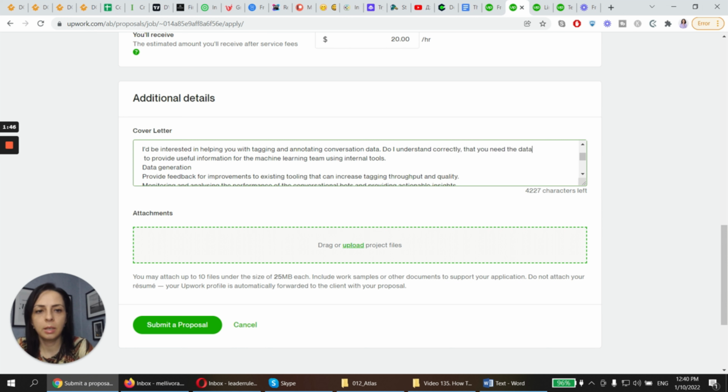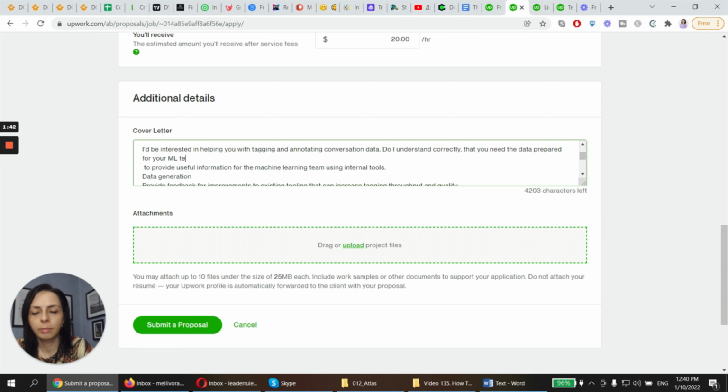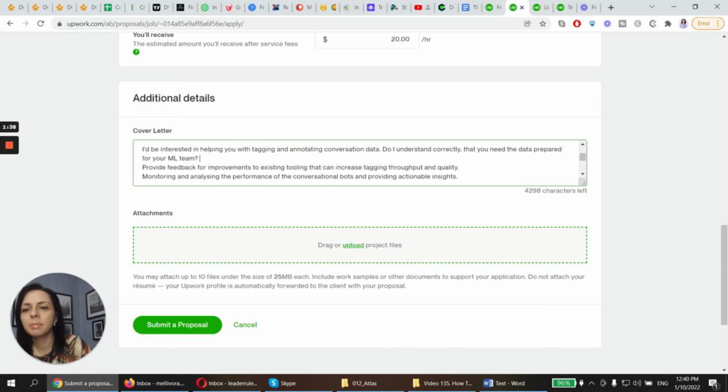And the data prepared for your ML team. This question shows that you have read the description and you understand what they want. And they understand that you have read the description, so probably you might be a fit.